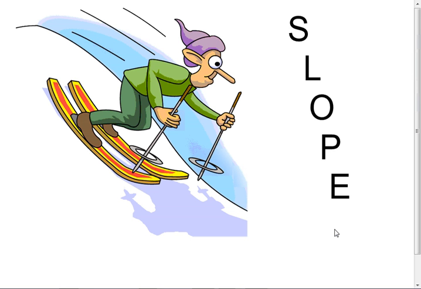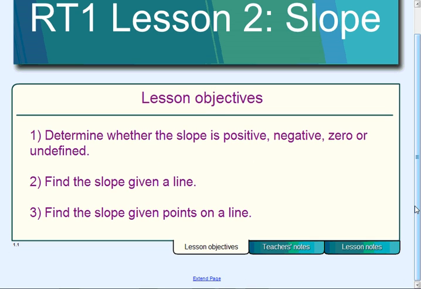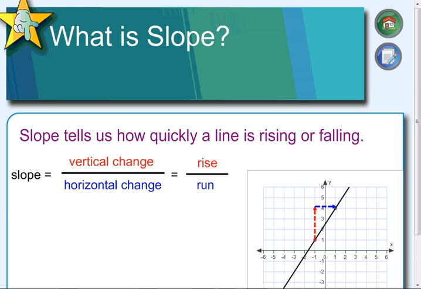So, you guys, girls, we're going to talk about slope today. And slope, it's just a number. Okay, so we're going to talk about positive, negative, zero slopes, undefined slopes. Cole, focus. We're going to find the slope of a line, and we're going to find the slope given points on a line, and we're going to do a little bit more than that. What is slope?